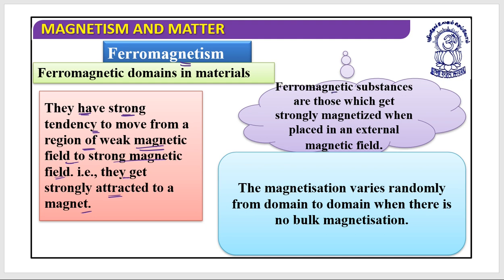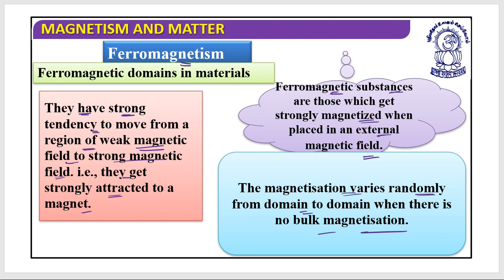So ferromagnetic materials are those which get strongly magnetized when placed in an external magnetic field, and the magnetization varies randomly from domain to domain when there is no bulk magnetization. So they have a strong tendency to get attracted, and they have domains. Every domain will try to align itself in the direction of the external magnetic field. But this is the case when they have been placed in an external magnetic field.